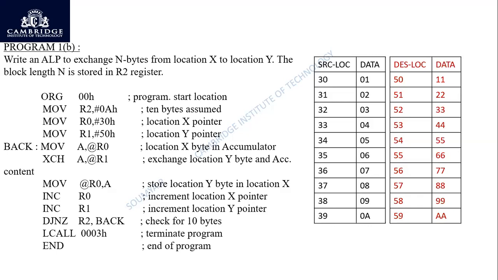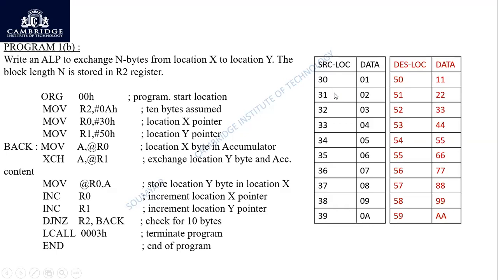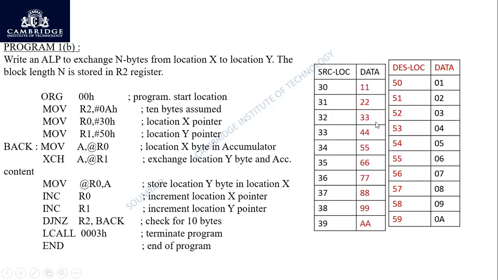After execution, you can see that the block got exchanged. If you check, 30th location had 1, 2, 3, 4, 5, 6, right? And 50th location had 11, 22, 33, 44. After execution, you can see that 30th location will be having 11, 22, 33, 44, 55, and whatever was there in 30th location has moved to 50th location, right? So this is what the program does. Let us execute the same using Keil, right? So we'll do this now.